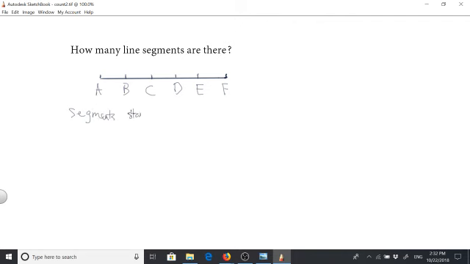Starting with A. And those are AB, AC, AD, AE, AF. And their total again, 5 segments.